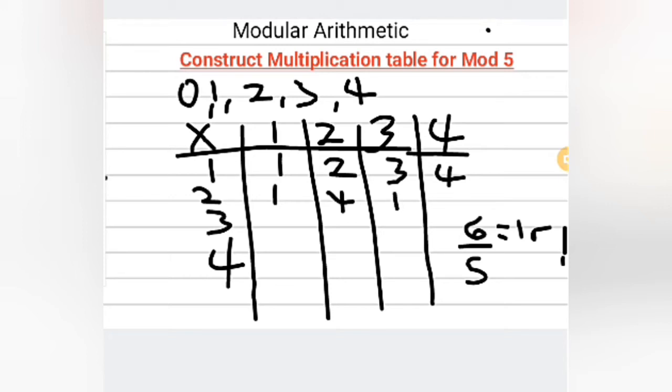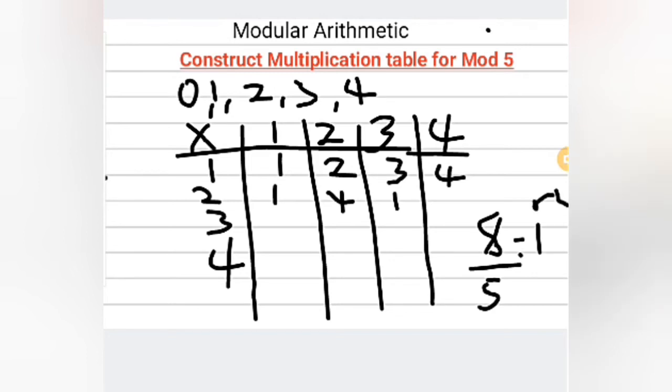Also, please let me clean this because of space. Also, we are moving to the next one, which is 2 multiplied by 4. And that's going to give us 8, which is more than 5. So divide that by 5, and we are going to have 1 remainder 3. So in this case, we are having the remainder of 3. So we are writing 3 here.